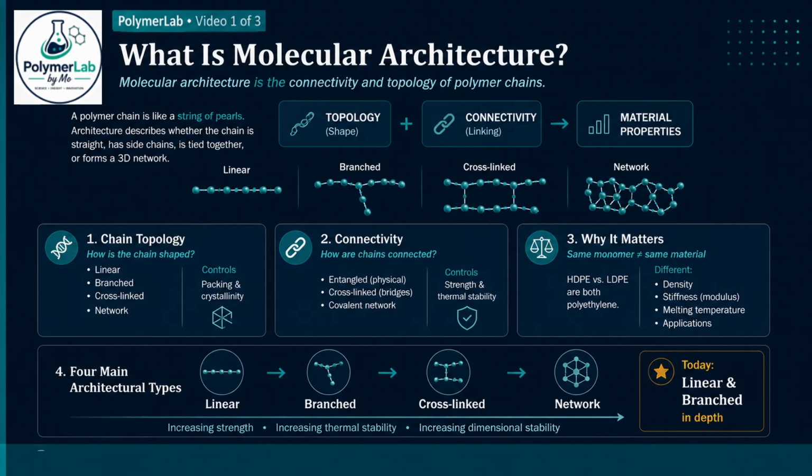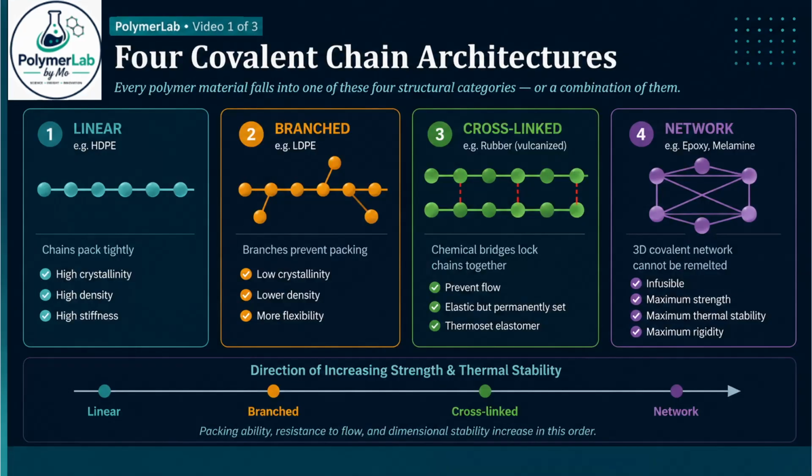There are four main architectural types: linear, branched, cross-linked, and network. These are arranged in order of increasing strength and thermal stability. We will look at the linear and branched in depth today. Here are the four fundamental chain architectures. Every polymer material falls into one of these four categories, or some combination of them.